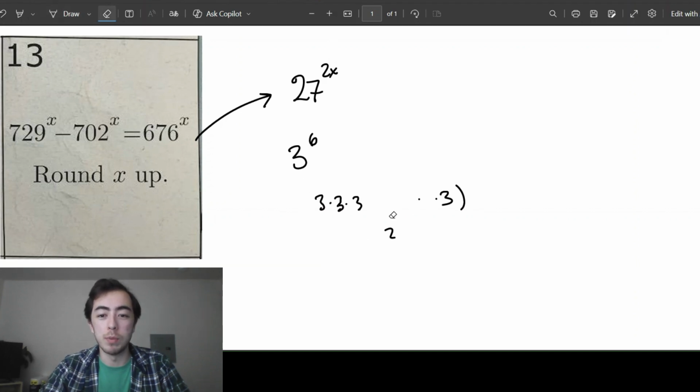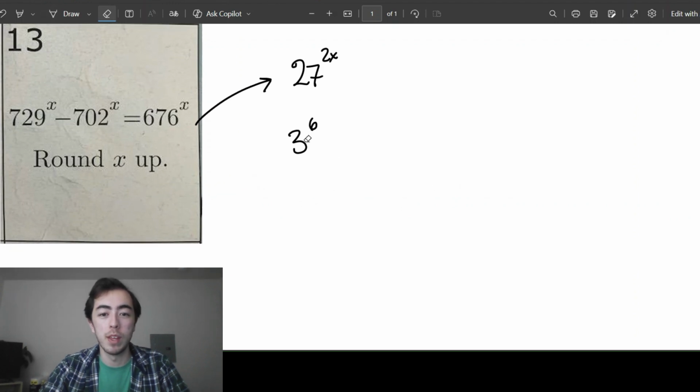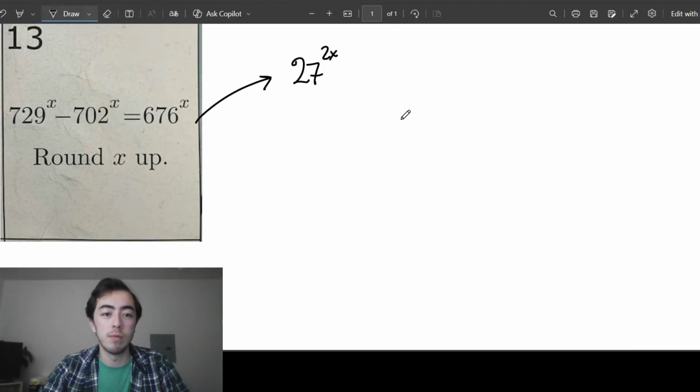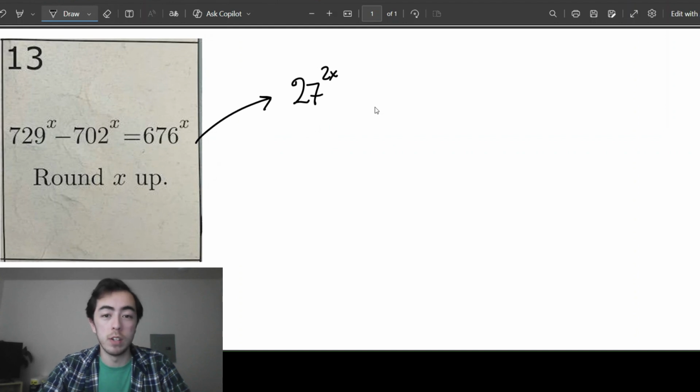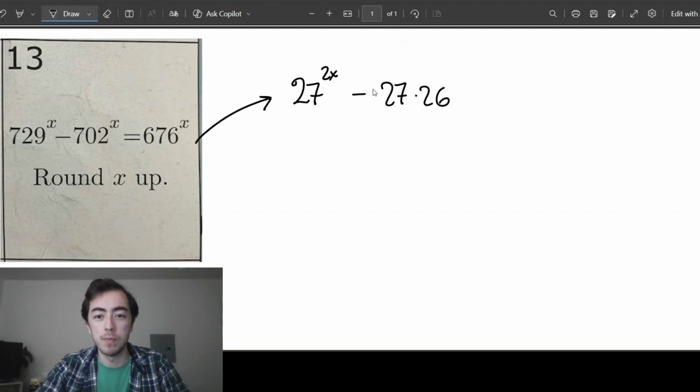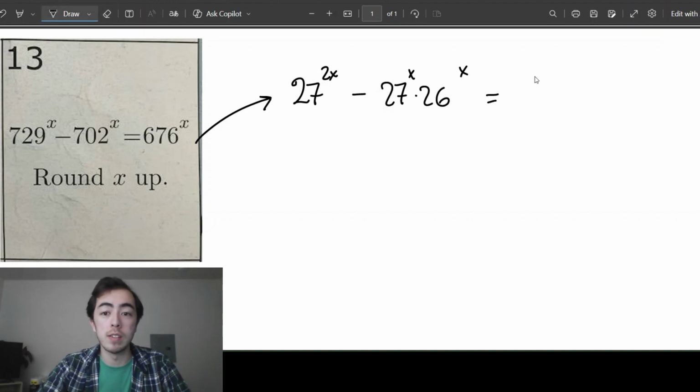And there's a reason for this because I'm noticing that there are a lot of 26s and 27s in this problem. Like 702. 702 is 26 times 27. So let's just call it that. Maybe 27 times 26, just to have it in descending order. That's still to the power of x. Maybe let's distribute that power of x right there. And on the right side, 676 is 26 squared. So we do get 26 to the power of 2x.